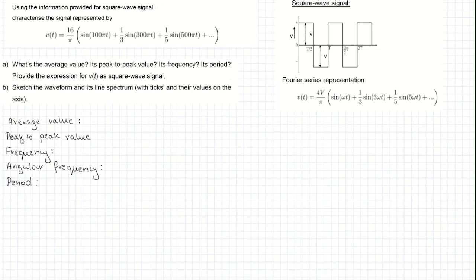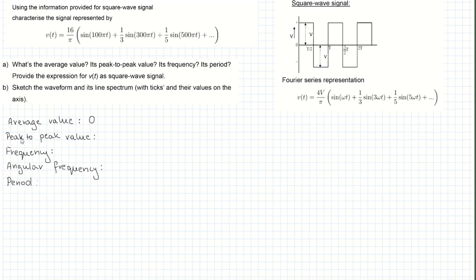For this exercise, we will be drawing a conclusion about the square wave signal based on its Fourier series representation. So we will start with the average value of that signal. As we can see, there is no A0 value in the formula for the Fourier series representation of our signal. That means that the average value is equal to 0. There is no vertical shift.